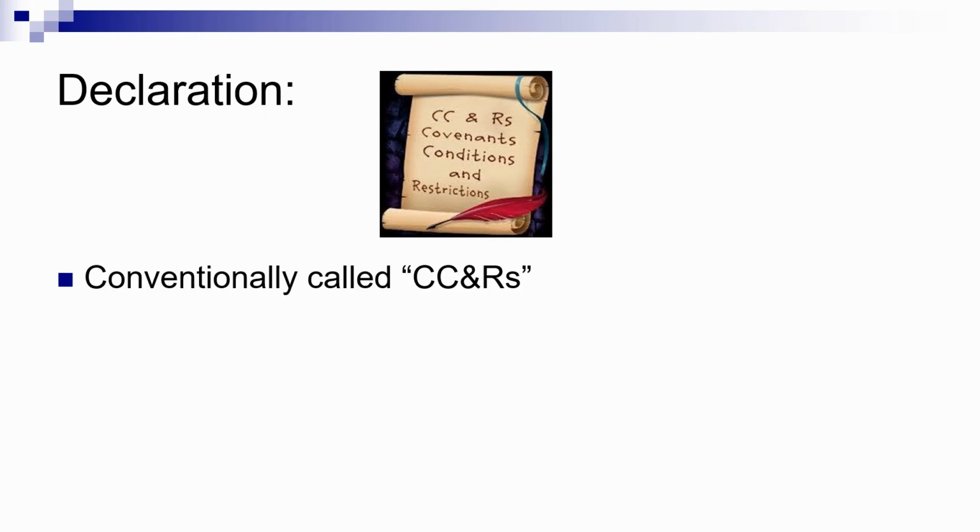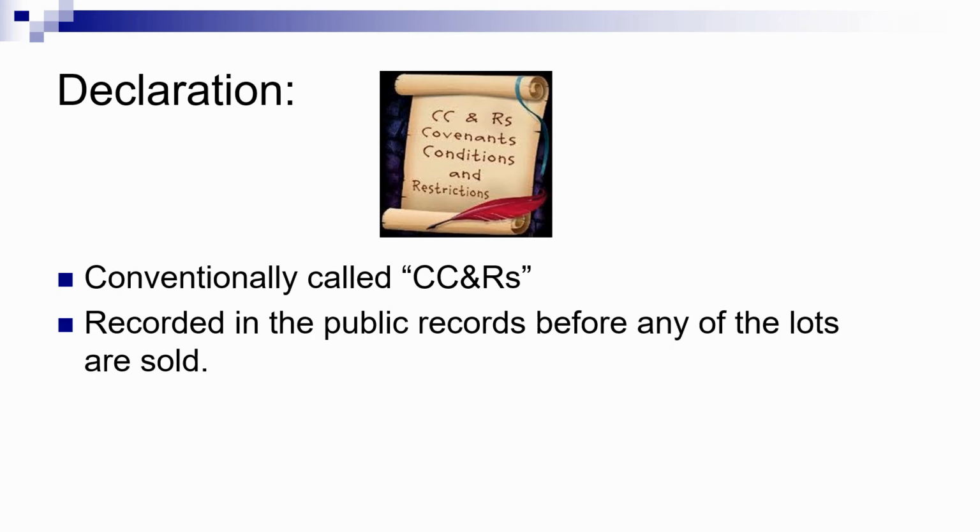Conventionally, they're called CC&Rs, which stands for Covenants, Conditions, and Restrictions. Incidentally, that's a little bit of a misnomer because there really aren't any conditions. They're simply covenants that impose restrictions. But nevertheless, the term CC&Rs has come into very, very common use. So the idea is that this declaration of CC&Rs will be recorded in the public records before any of the lots are sold, and the advantages of that are twofold.